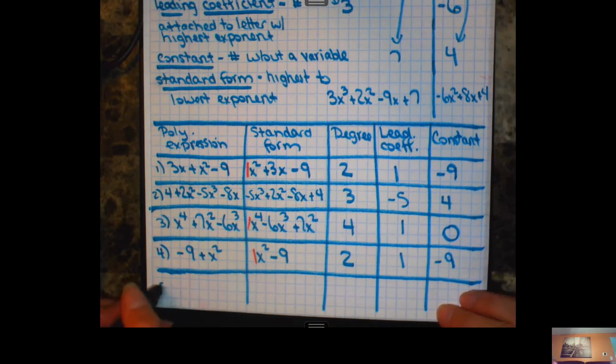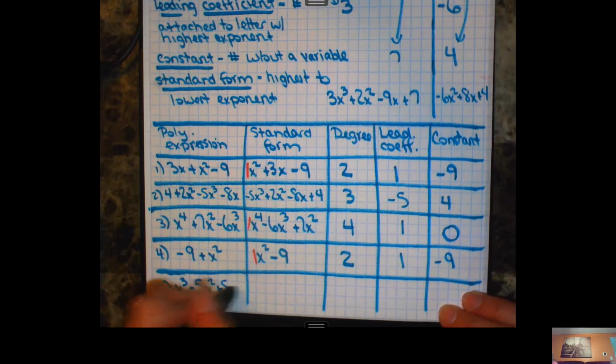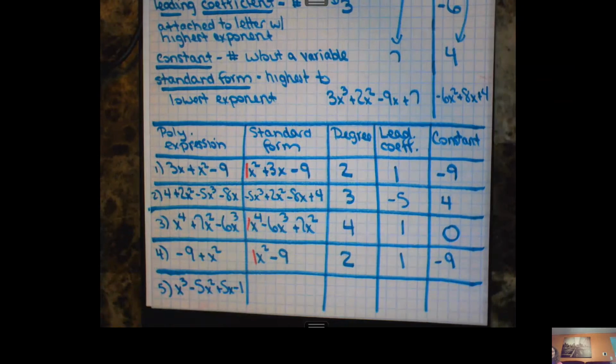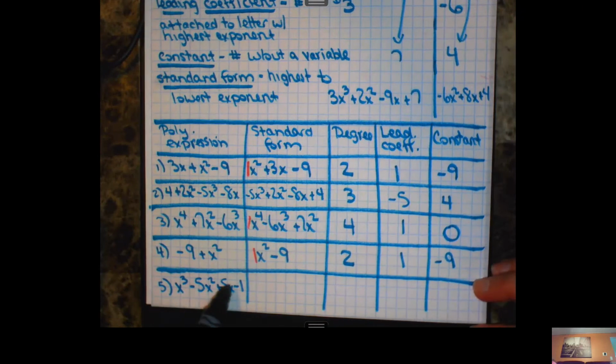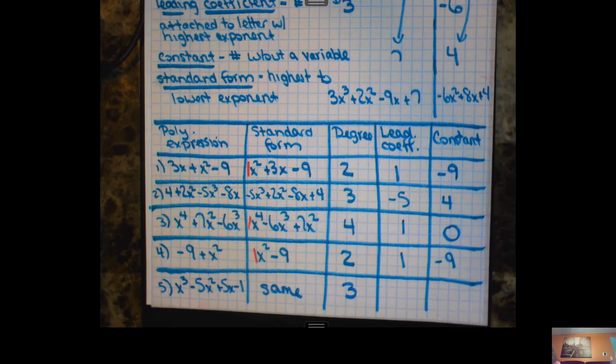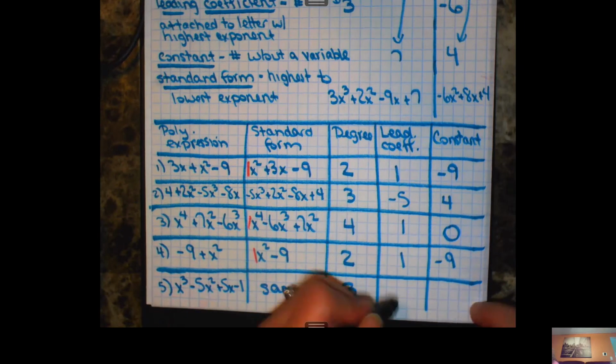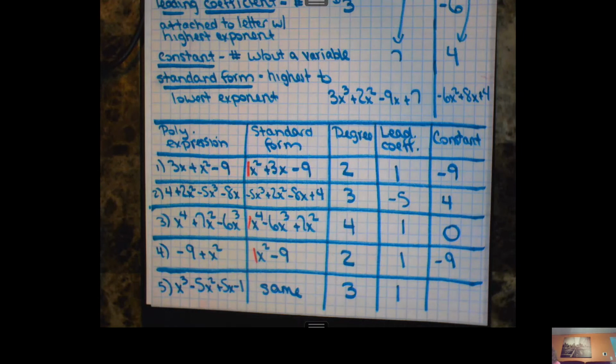And finally, number 5, x cubed minus 5x squared plus 5x minus 1. Standard form is highest to lowest exponent. You'll notice they're all in order: 3, 2, 1, 0. So we can just write the same to save us time. So our degree is the highest exponent, that would be our 3. Our leading coefficient is the number in the front, that would be an imaginary 1. And our constant is the number at the end, negative 1.